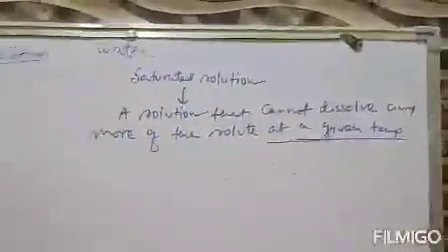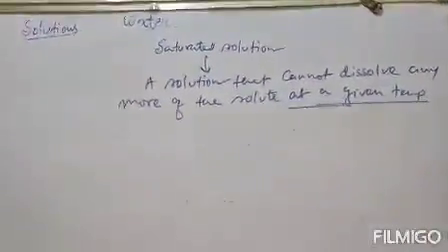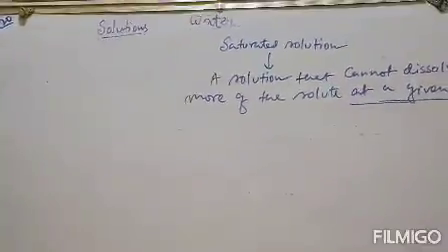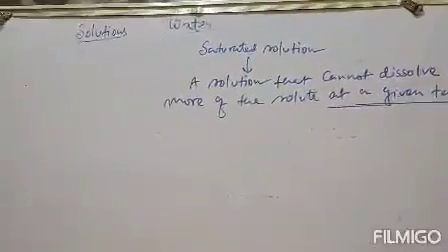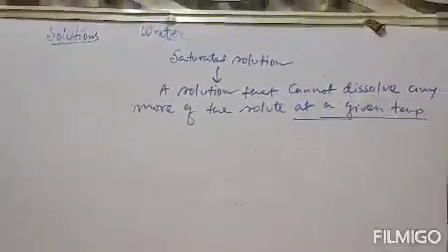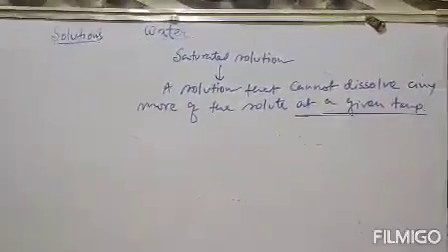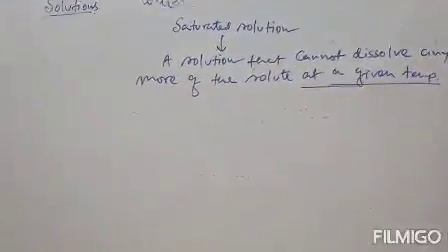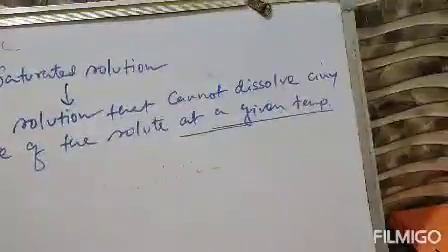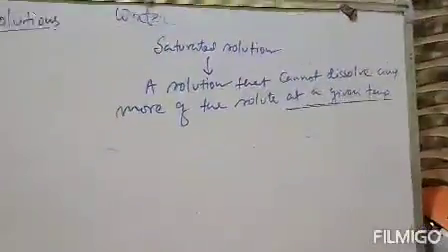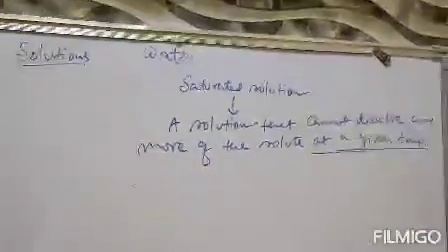At a given temperature, you must write when you are defining saturated solution, unsaturated solution, or supersaturated solution, because temperature here has an effective role over the saturated solution. So a saturated solution is a solution that cannot dissolve any more of the solute at that particular temperature or at a given temperature. That is termed as saturated solution. Clear?